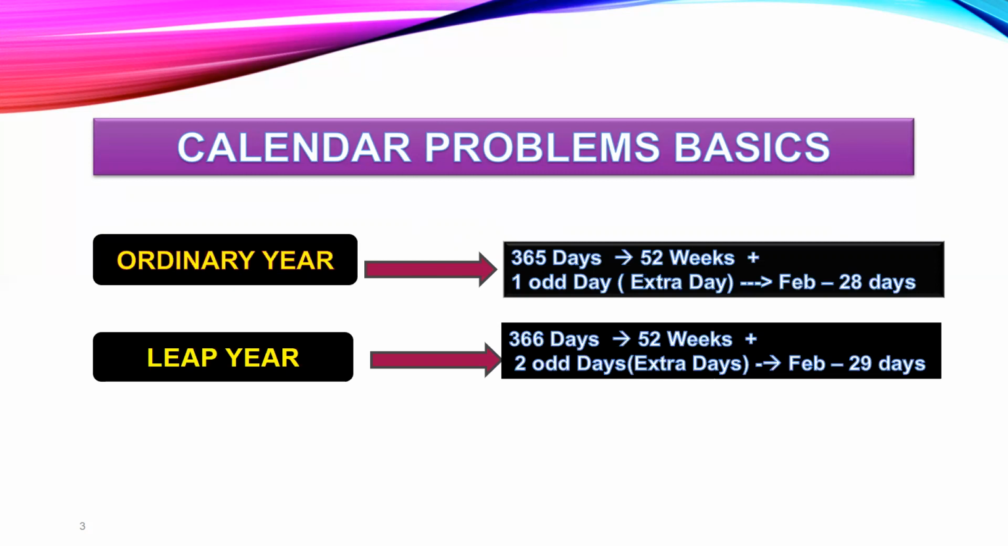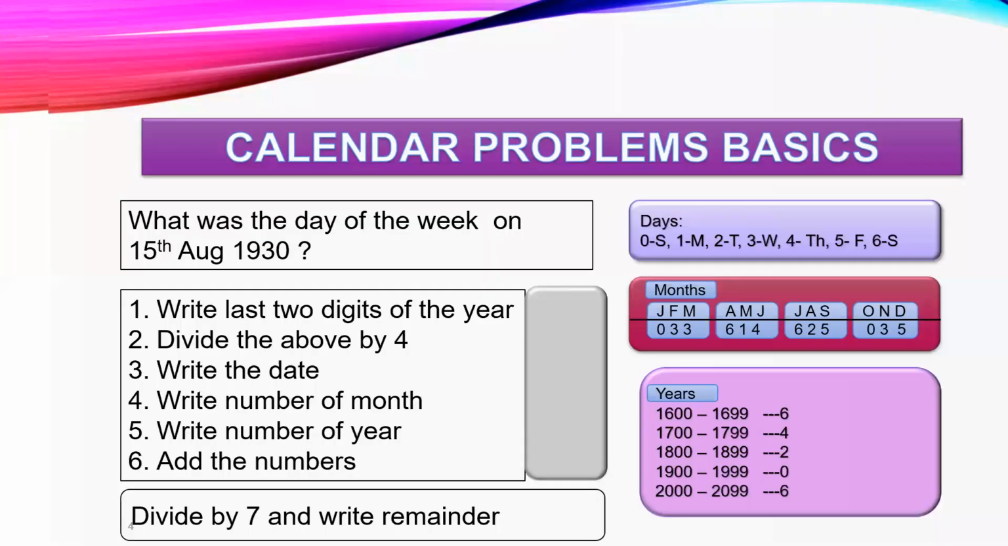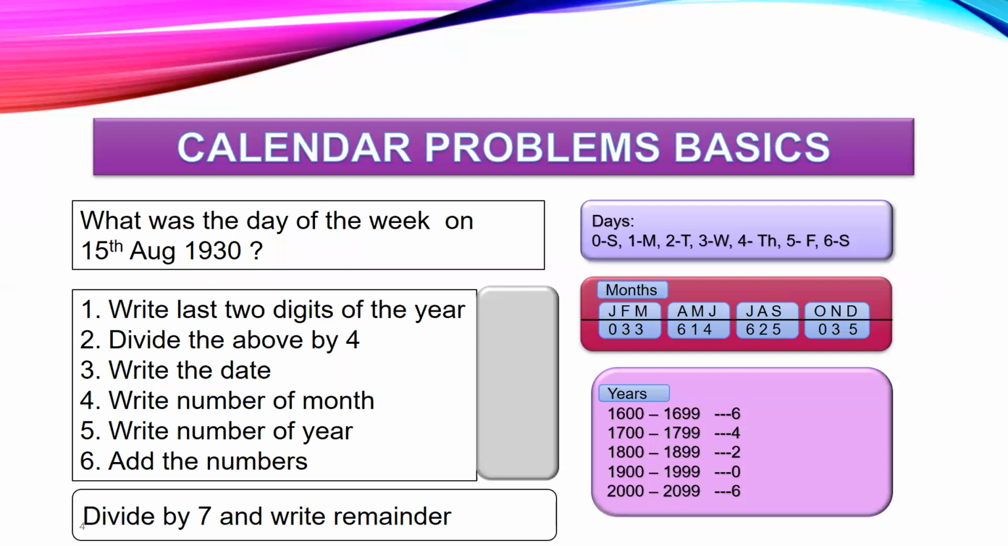Next, coming to the leap year. A leap year consists of 366 days, which is nothing but 52 weeks and two odd days. That means two extra days. Here in the leap year, we have another extra day because February contains 29 days. These are the basic concepts which I wanted you to recap before we go into the tips and tricks. Now let us take an example calendar problem and I will show how to make it very easy to solve.